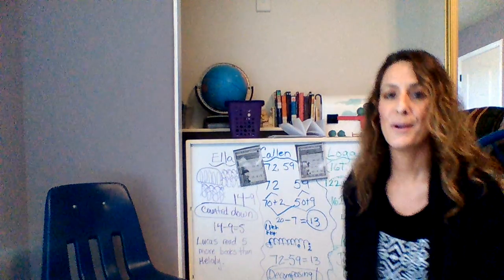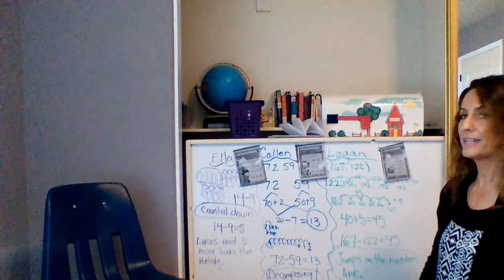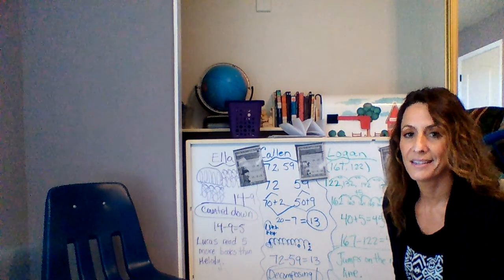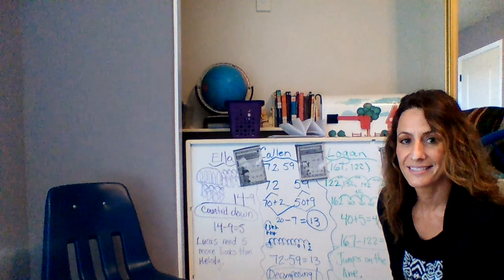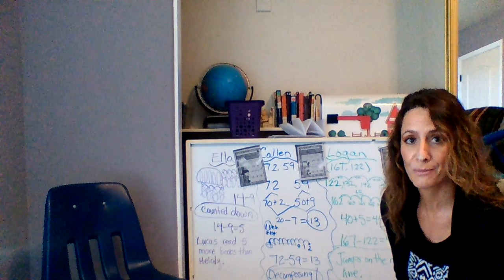All right, there you go. Ella used counting back. Callan used splitting, decomposing. Logan used jumps of 10 on that number line. All approved for second graders to teach our brains how to think really hard.